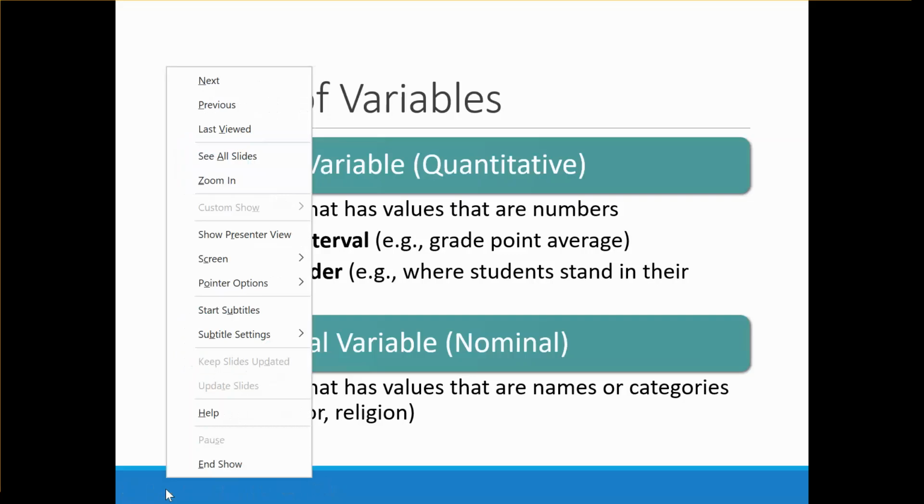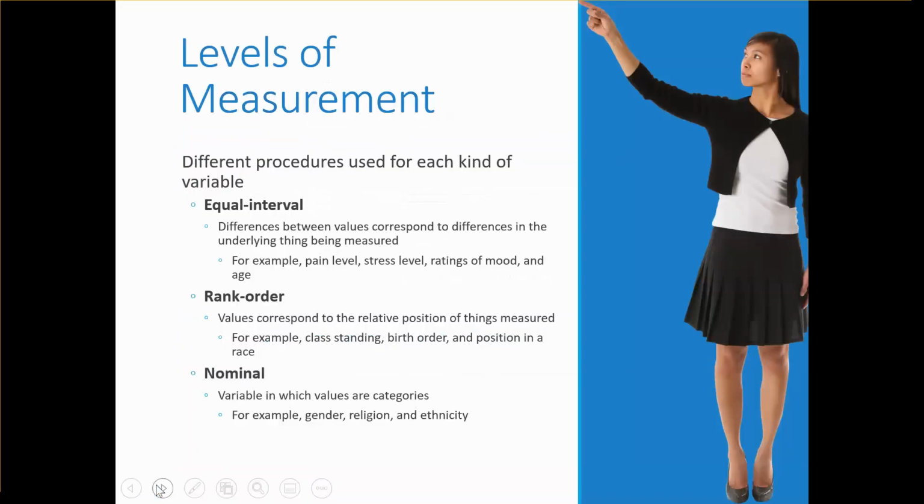Okay. There we go. Okay, so levels of measurement. The levels of measurement make a difference in the types of statistics we do with them. So different procedures are used for each kind of variable.